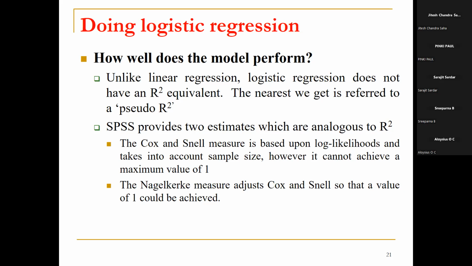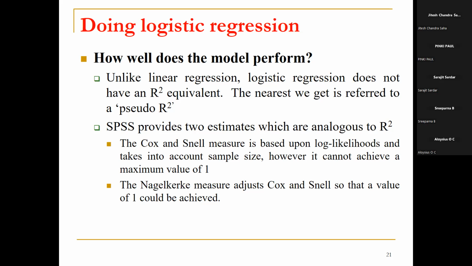Rather, we have pseudo R-square values. SPSS provides two estimates which are similar to R square in linear regression. One is the Cox and Snell measure, that is based on the log likelihood and takes account of the sample size. However, it cannot achieve the maximum of one. So you cannot have one, maximum one here.